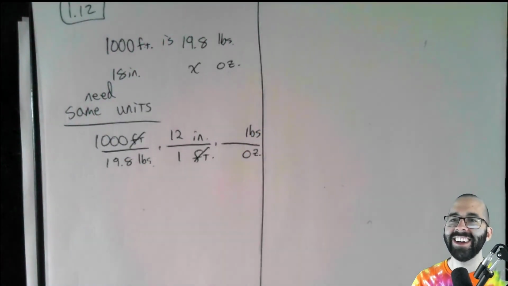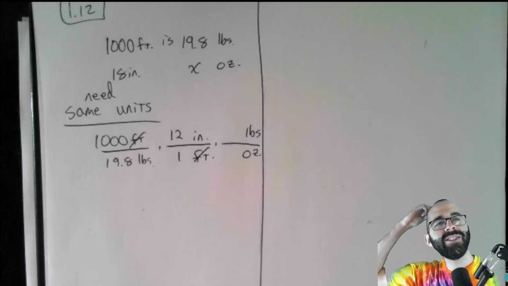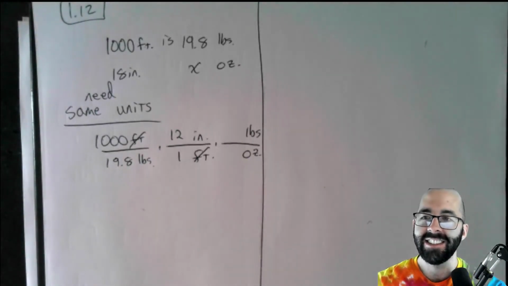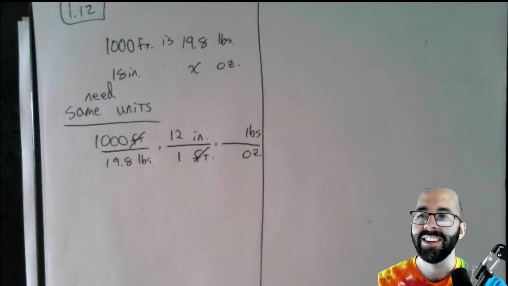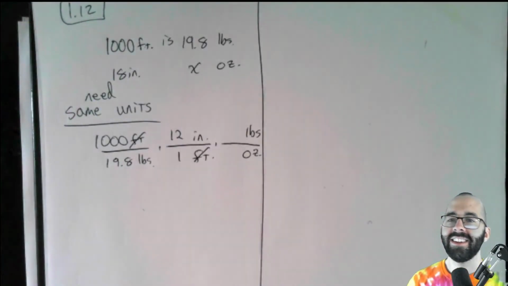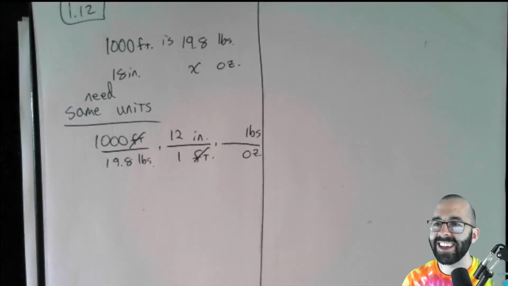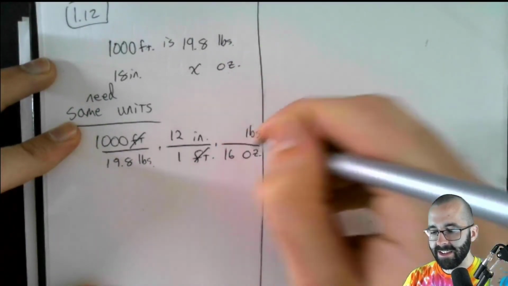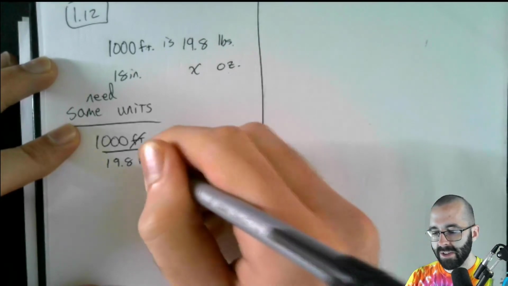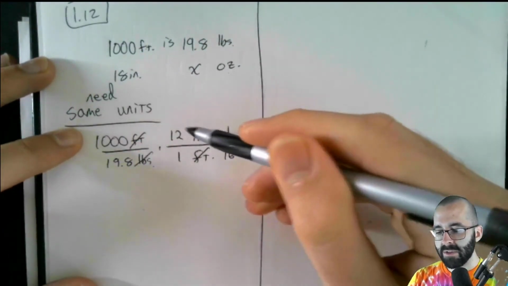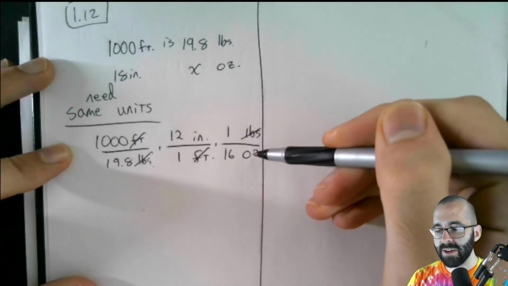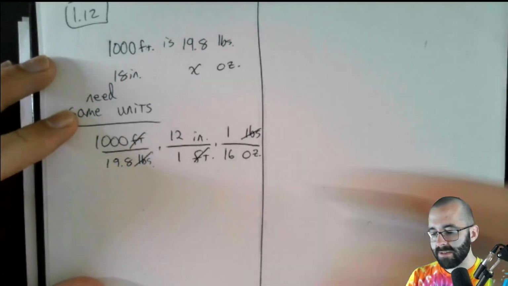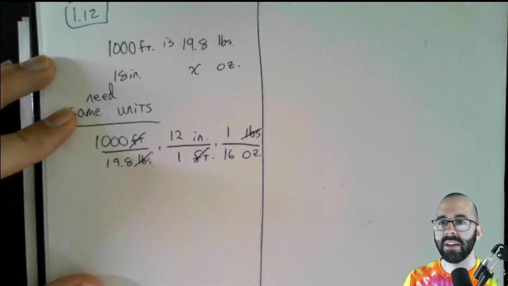I always get fluid ounces confused with the other ounces. I think there are 16 ounces in a pound, right? 16 ounces to a pound. The American system is silly. Yeah, 16 ounces in a pound. So now the pounds are going to cancel. And what are we left with in units? Inches and ounces, exactly like we wanted.